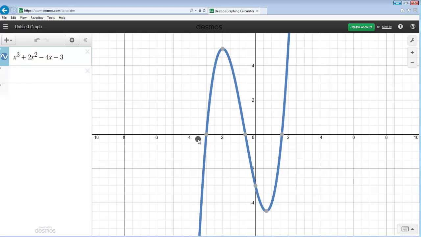So it looks like the x-intercepts are right here, so it's -3. We also have one at -0.618 and then another one at +1.618. And then lastly we have a y-intercept down here at -3. So to help me get my rough sketch down on my paper, I'm going to use all these intercepts.